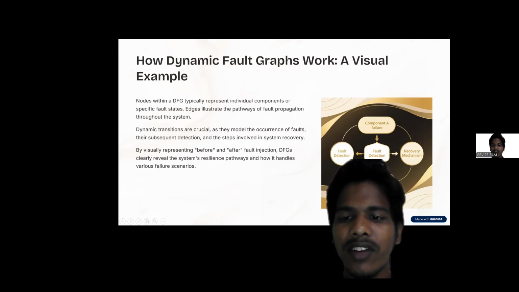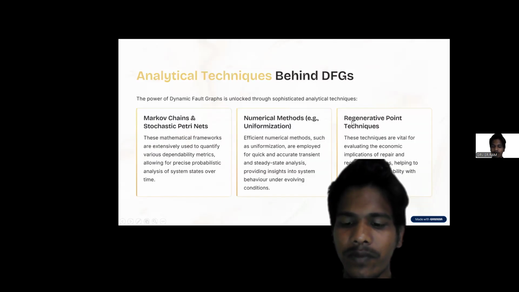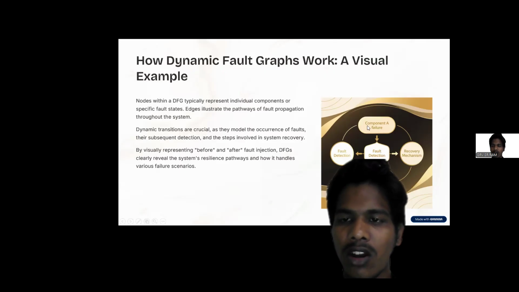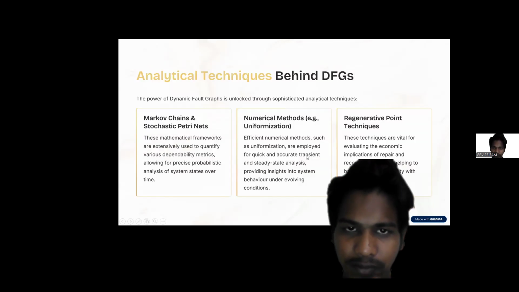In this diagram, you can clearly see the flowchart here. First, the component A failure to fault detection, detection to recovery mechanism, fault detection to system restored, fault detection to fault detection.